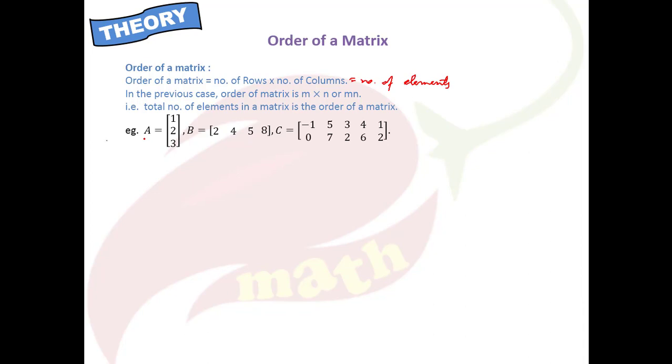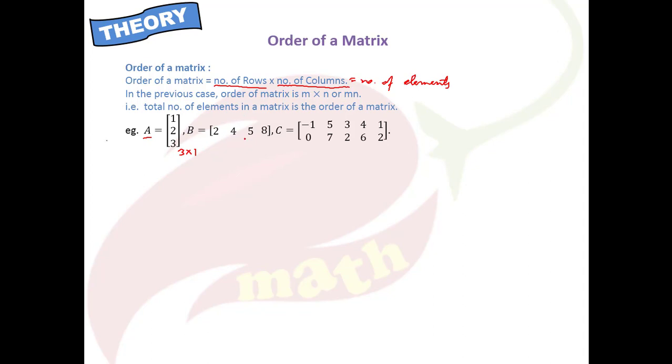Now we have a matrix A. It has one column and 3 rows. So can you tell me what is the order? First we write number of rows, then we write number of columns. So it has 3 rows and 1 column. So its order is 3 into 1 or 3 by 1. And the number of elements, 3 into 1, 3. These are 3 elements.